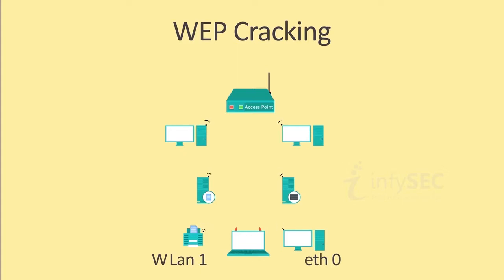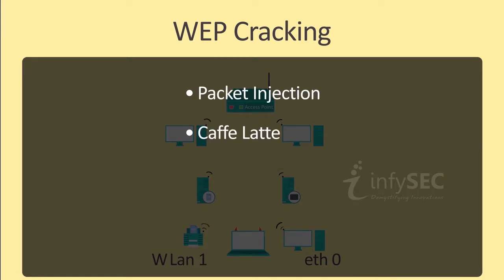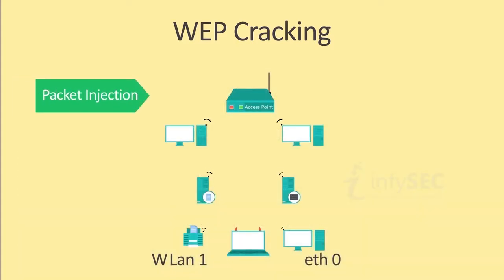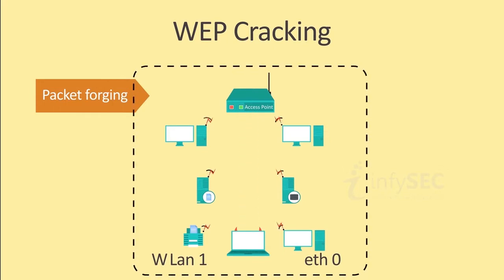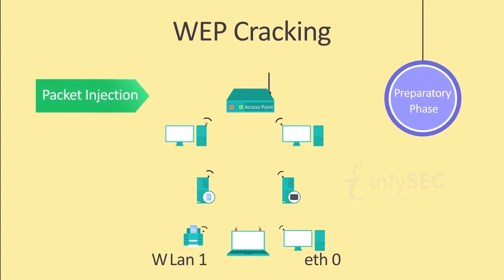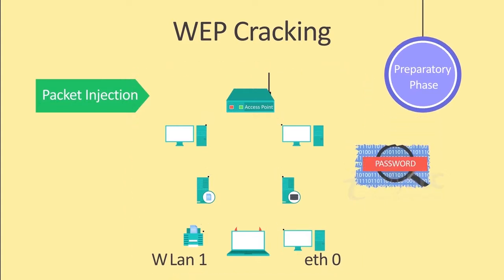This can be carried out in any of the four methods, namely packet injection, Cafe Latte, Hirte, and Korek chop chop. So it's time to get into action. Injection. Packet injection, also known as packet forging, is the process of interrupting a network connection by constructing packets that appear to be part of the normal communication. Having landed upon this WEP-enabled network in the preparatory phase, let us perform a packet injection attack on this WEP-enabled network to crack its password.